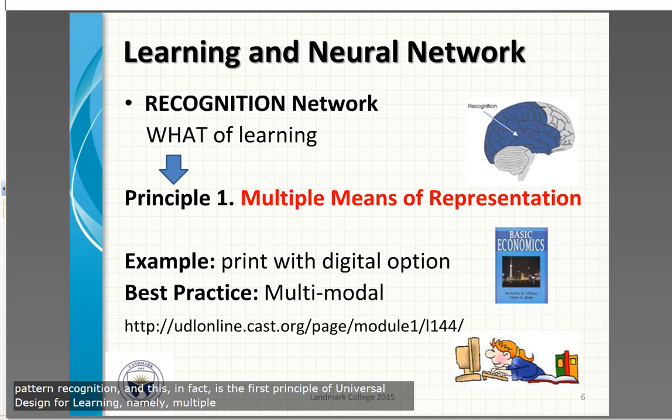Now, there are many examples of multiple means of representation that faculty can use to encourage the recognition network in the brains of our students. And one example of best practice grounded in this principle is providing multimodal access to information. And you'll hear more about that as Dr. Harmon talks about his research and his experiences.